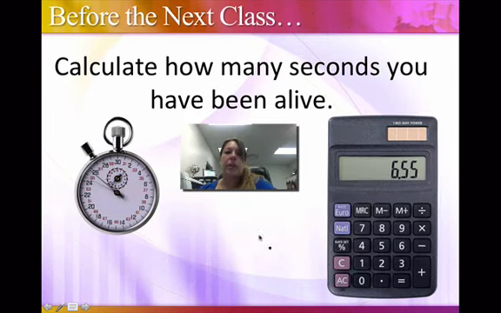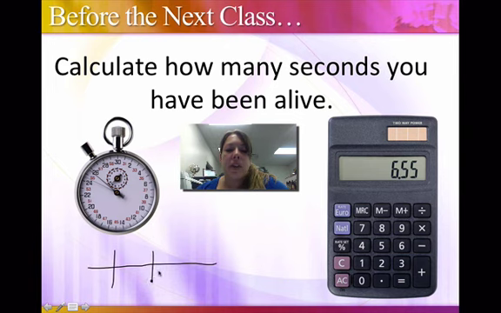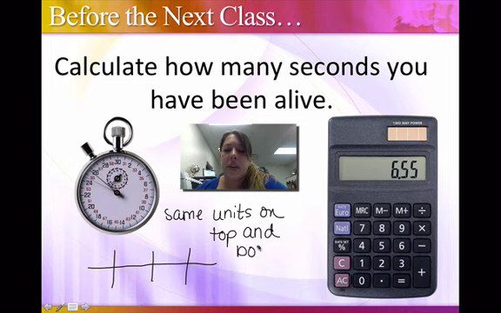All right, so before class, what you need to do is calculate how many seconds you have been alive. Start with your whole number, whatever your age is. If you're 17 years, start with 17 years. You don't have to count for months or anything like that. So calculate how many seconds you've been alive. Make sure when you do these setups, don't forget, you do a table like this, and you want the same units on the top and the bottom. Same units on top and bottom. That way they cancel.